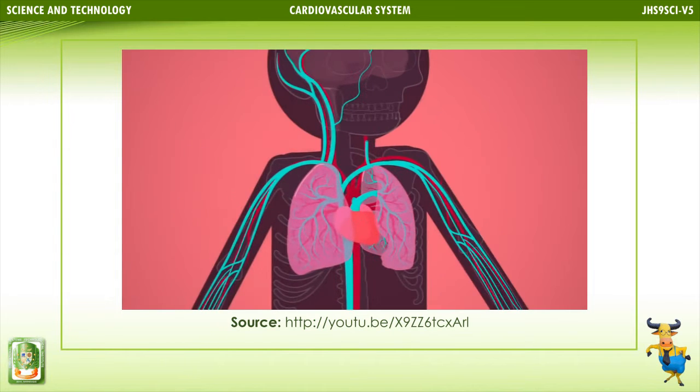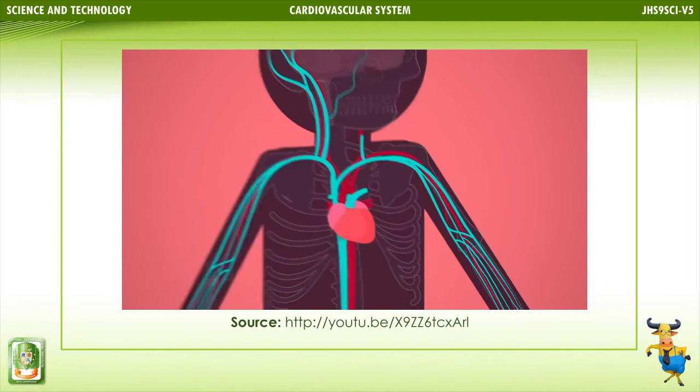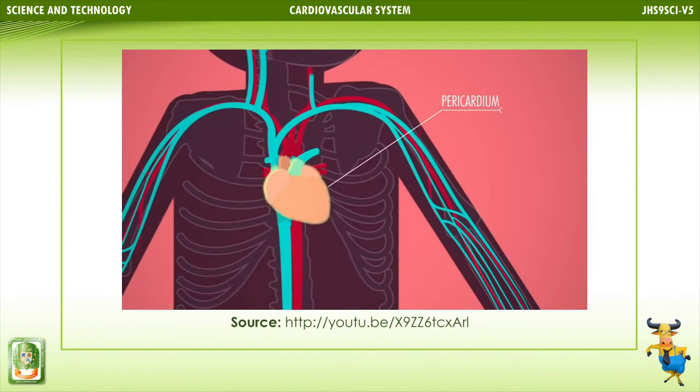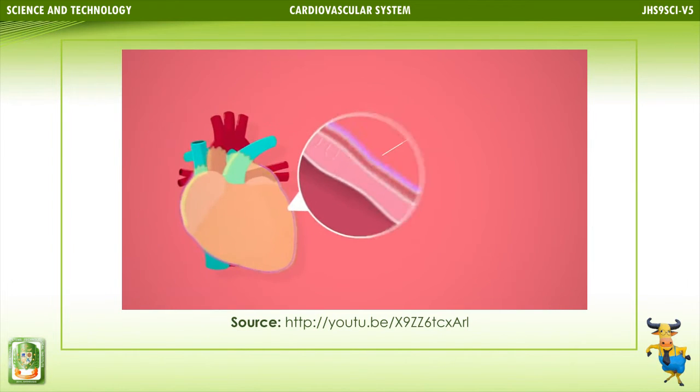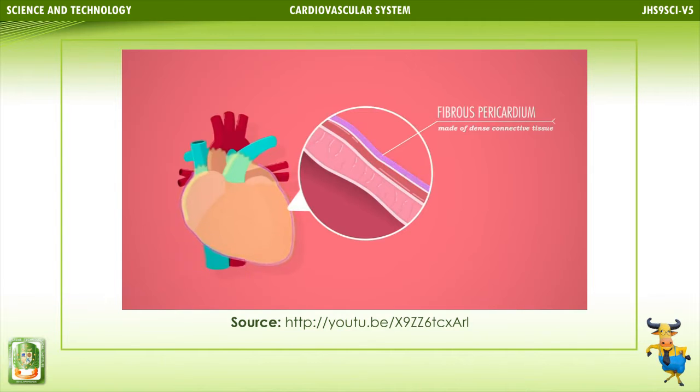It sits at an angle though, with one end pointing inferiorly toward the left hip and the other toward the right shoulder, so most of its mass rests just a little bit left of the mid-sternal line. The heart is nestled in a double-walled sac called the pericardium. The tough outer layer, or fibrous pericardium, is made of dense connective tissue and helps protect the heart while anchoring it to some of the surrounding structures, so it doesn't bounce all over the place while it's beating.